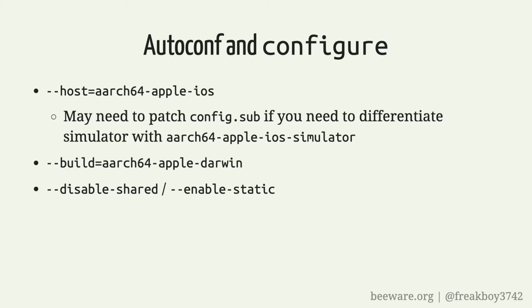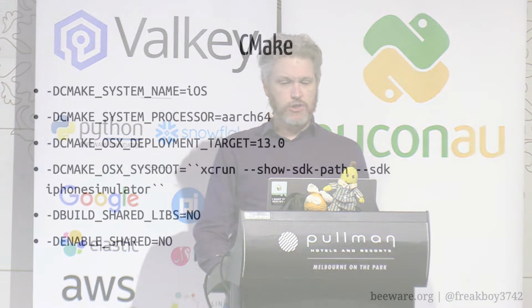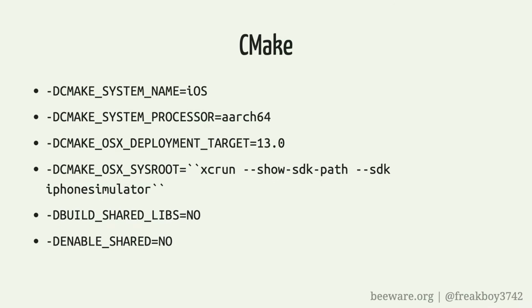If you do need to differentiate the simulator, aarch64-apple-ios-simulator is the Apple specified tag, but config.sub doesn't recognize that as a valid option, despite me submitting the patch multiple times over the last 2 years. So you may need to patch config.sub. You may also be able to use --disable-shared and/or --enable-static to force a static-only build. CMake has native iOS support, but it doesn't do a great job of differentiating device and simulator, and it seems to expect the use of Xcode projects a lot of the time.